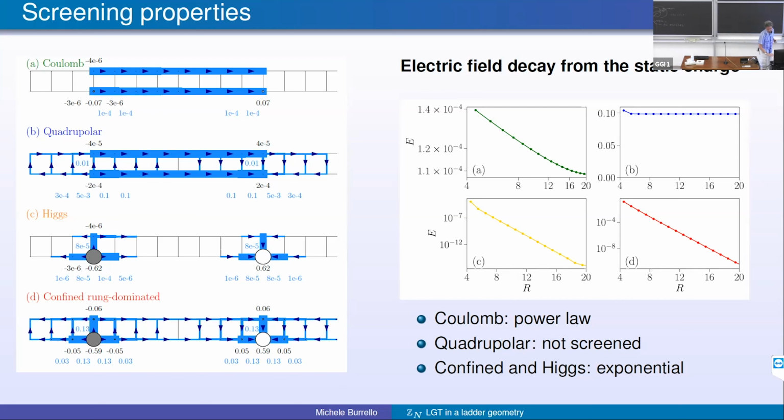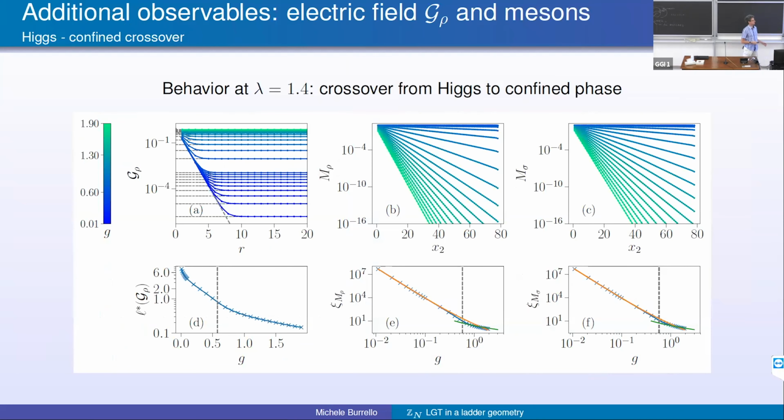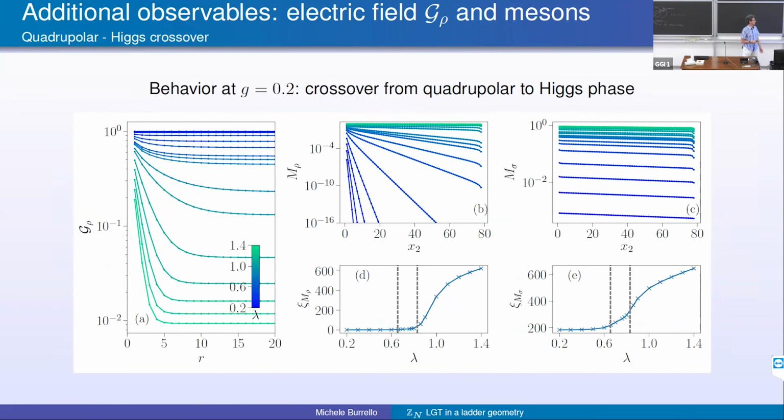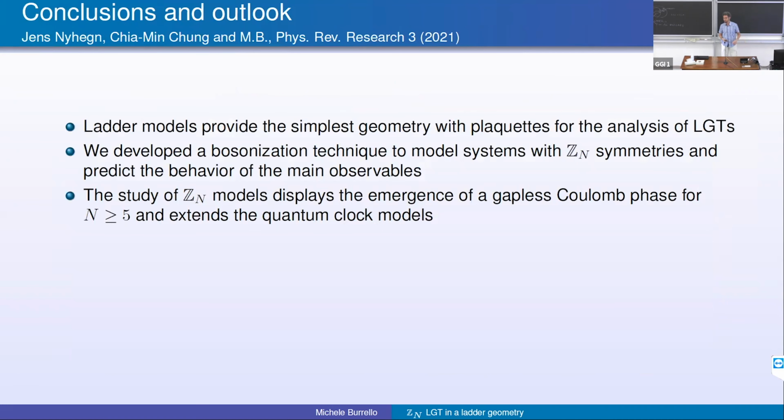In the Higgs and confined phase, instead, I have strong screening. And this implies that the electric field decays exponentially because there is dynamical charge that creates a screening cloud around my static charge. And we analyzed many different observables, the mesons, the 't Hooft kind of strings, etc. But I don't have the time for that, so let me conclude.